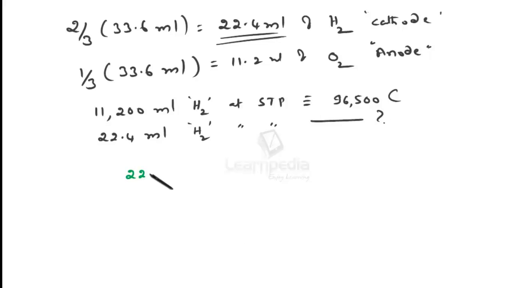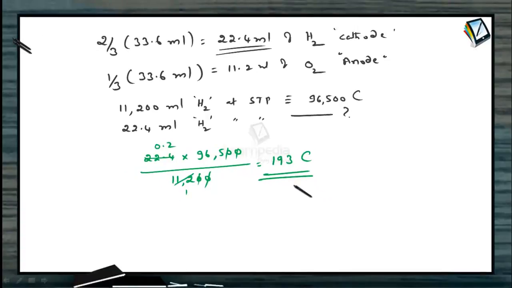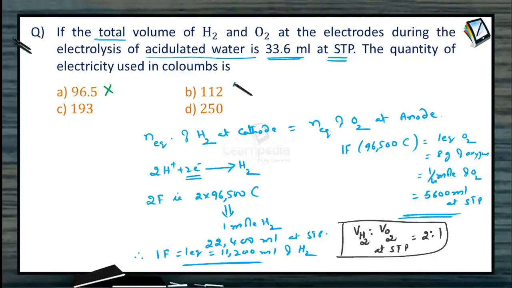That is 22.4 ml × 96,500 coulombs by 11,200. That is, this 0 gets cancelled, and 112 × 2 is 22.4, therefore I'll put it as 0.2, and 0.2 × 965 is nothing but indirectly 96.5 × 2, that comes out to be 193 coulombs. So whether we have this 193 coulombs as one of the options or not, if so, that is the right answer. So we have 96.5, but we got 193. So this is wrong. Here is the 193 coulombs. It's already mentioned in coulombs. So 193 is the right answer, and this is wrong.